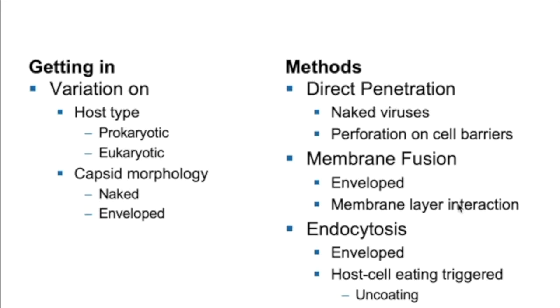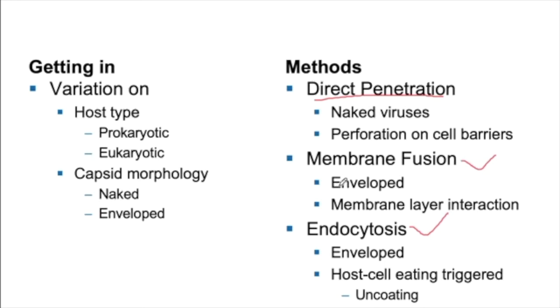Then you have the capsid morphology, that will also influence how the attachment and penetration proceeds. There are three different ways that this will happen. For viruses that are naked viruses, they will penetrate the host cell by direct penetration, because there are no barriers. It is just the capsid. There is no envelope. For those that are enveloped, they may use one of either two procedures.